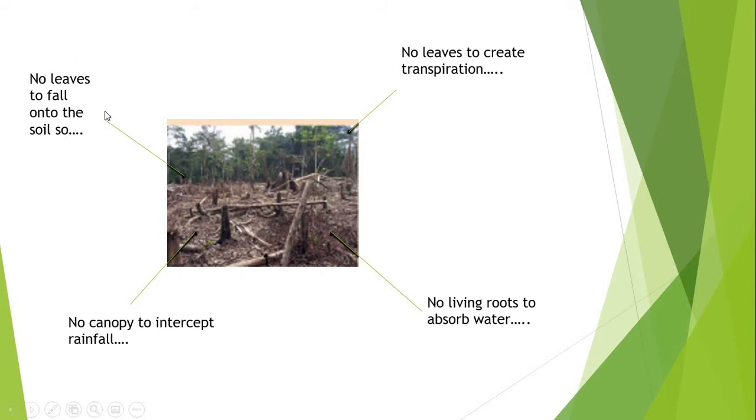This one here is slightly different. There's no leaves to fall onto the soil, so this will affect our nutrient cycle. If you look back a slide, we saw that leaves decomposing is essential to tree growth. If there are no leaves to fall, there's going to be less nutrients in the soil, therefore we are not going to get the same amount of trees, or we're not going to get regrowth.